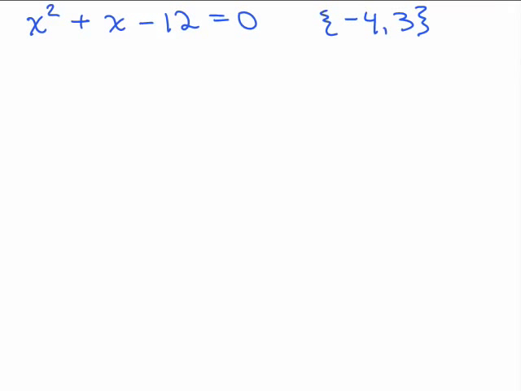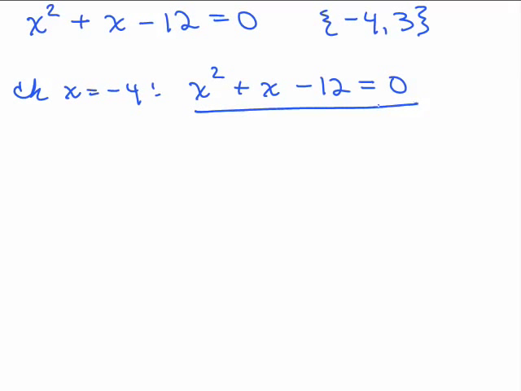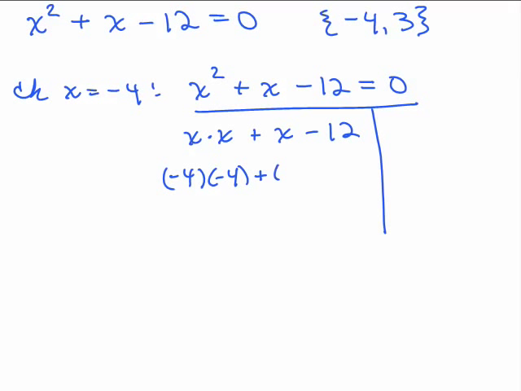Okay, so let's check. First, let's check to see if negative 4 is a solution. So you have to take the original problem, x squared plus x minus 12 equals 0. And let's just do this with a t-chart. We're going to put in negative 4 for x. So x squared, remember, is x times x. So I'm going to put in negative 4 times negative 4 plus a negative 4 minus 12.